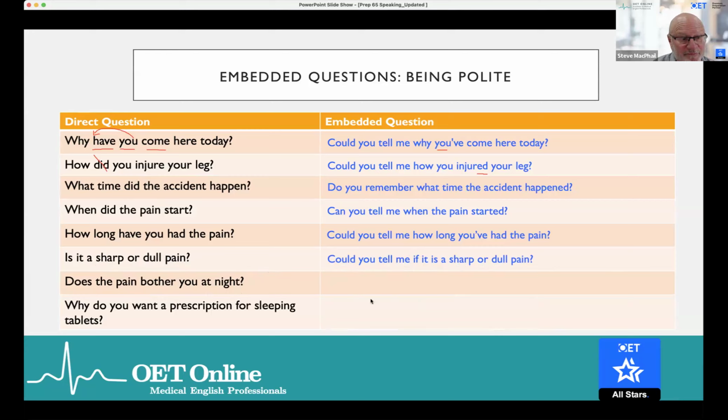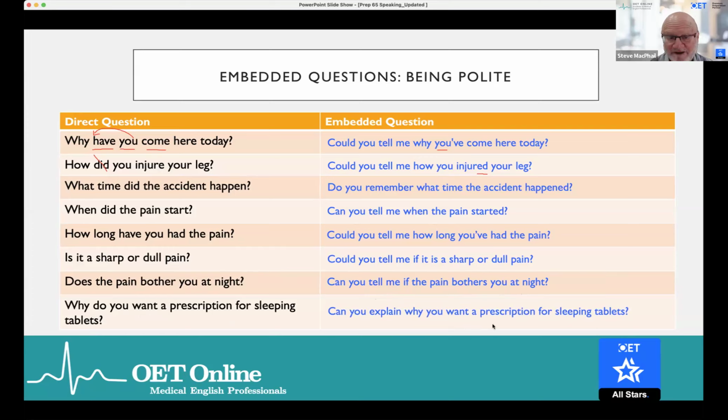Does the pain bother you at night? Could you tell me if the pain bothers you at night? Last one, why do you want a prescription for sleeping tablets? Can you explain why you want a prescription for sleeping tablets? So we've introduced a new word for why. Can you explain why you want a prescription for sleeping tablets?